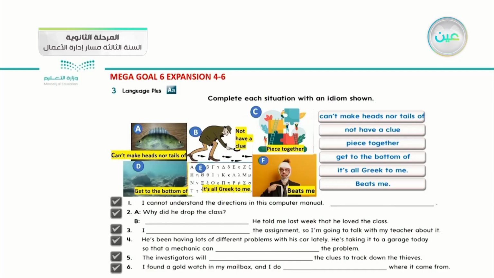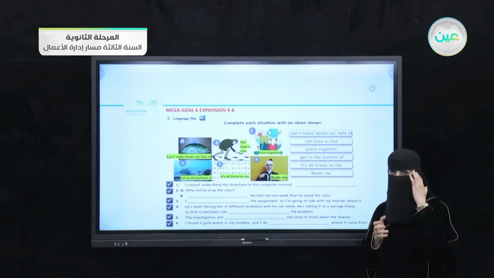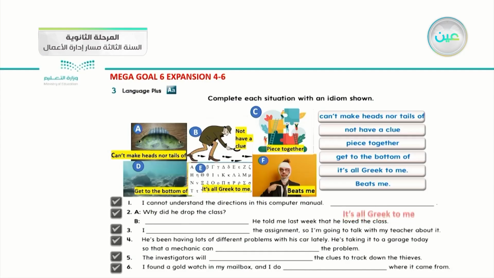Number 1, I can't understand the directions in this computer manual, which means that there is something hard, unexpected, that makes confusion for you. What do you think it is? We can say it's all Greek to me. That's what comes in the pictures. Okay, number 2. Why did he drop the class? What is the suitable answer with it? They gave it a space. Then he told me last week that he loved the class. He told me last week that he loved the class, which means that the suitable one is pets me, which means he didn't like that class.